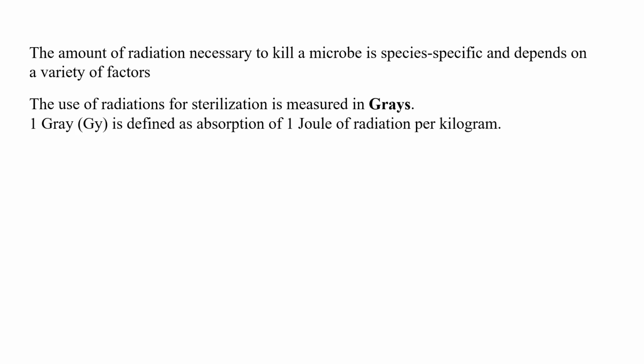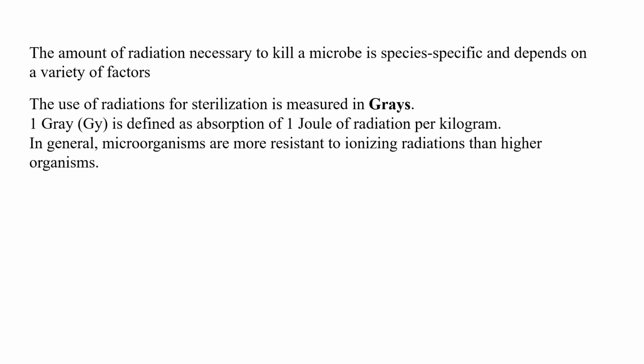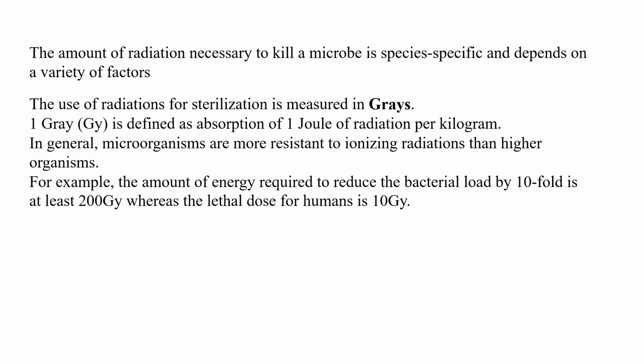1 gray is defined as absorption of 1 joule of radiation per kilogram. In general, microorganisms are more resistant to ionizing radiations than higher organisms. For example, the amount of energy required to reduce the bacterial load by 10-fold is at least 200 grays, whereas the lethal dose for humans is just 10 grays.